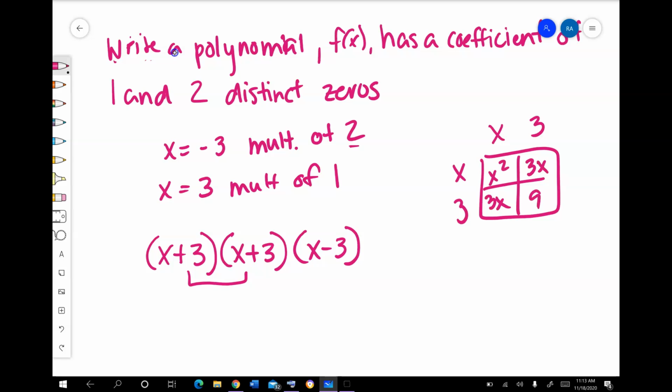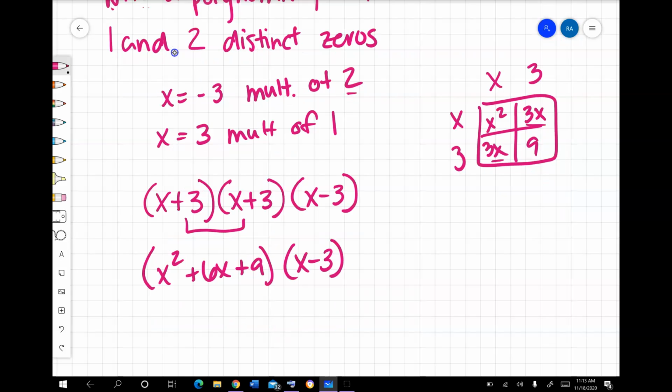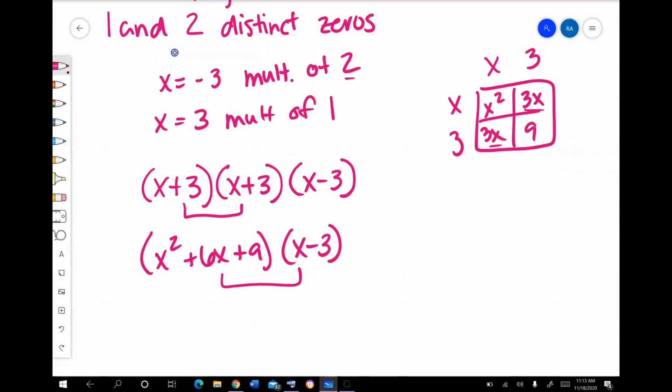So now these two parentheses are x squared, combine your middle term with a 6x plus 9, and then drop down that last one. Now I need to multiply these two out. You want to multiply them out until you have no more parentheses left, okay?